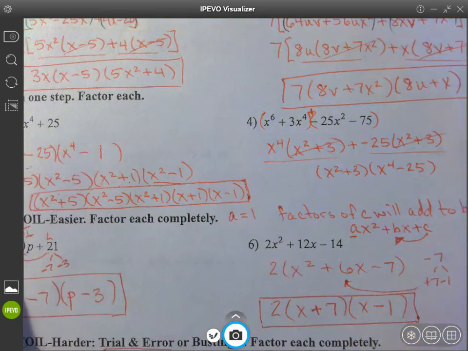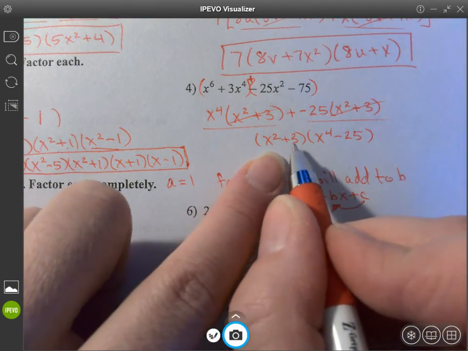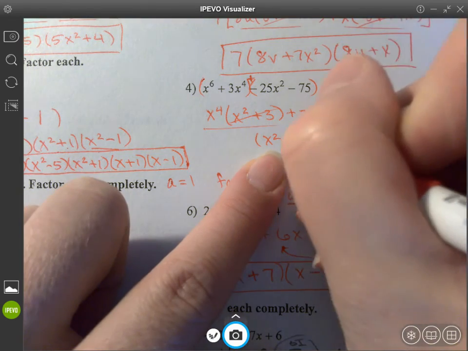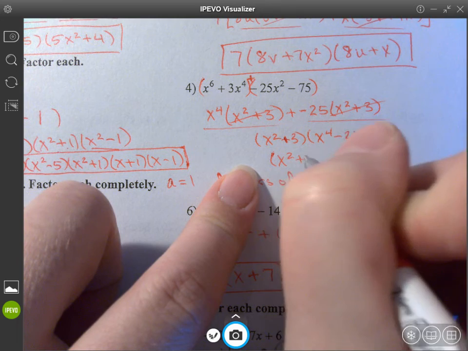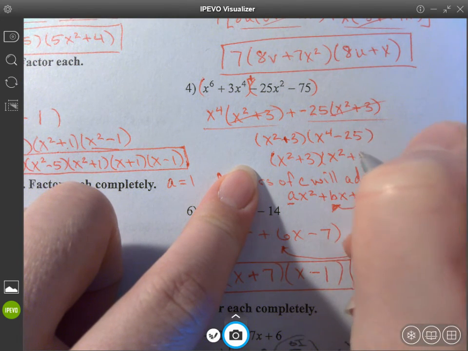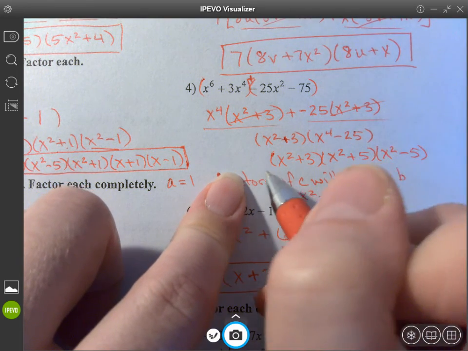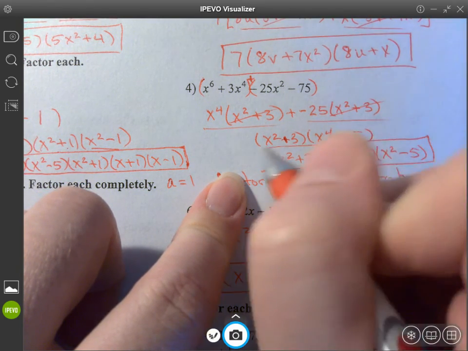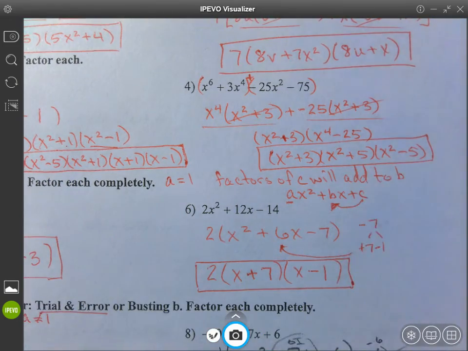So it's not a big difference now that we've seen it, but this will not factor because it's a positive 3. There's no factors of 3 that add up to 0, so that guy is going to stay. But this is a difference of squares, so x squared plus 5, x squared minus 5. And it doesn't factor further because they're not differences of squares.